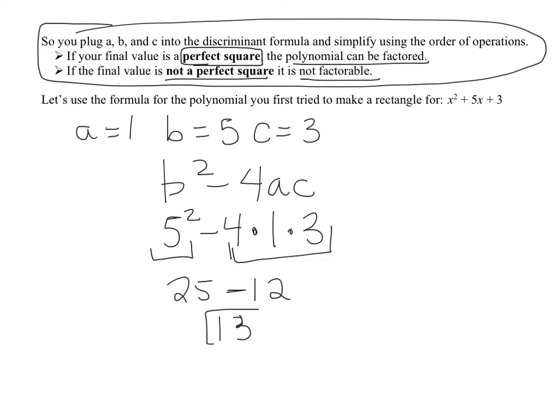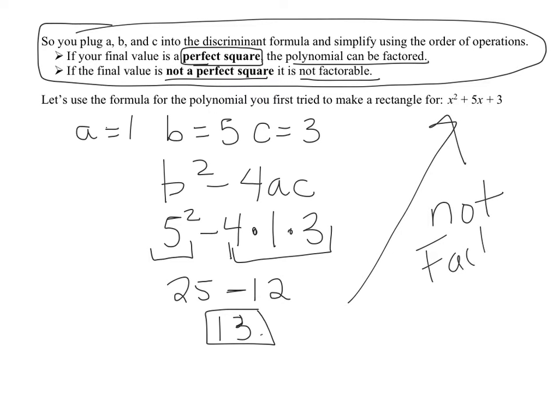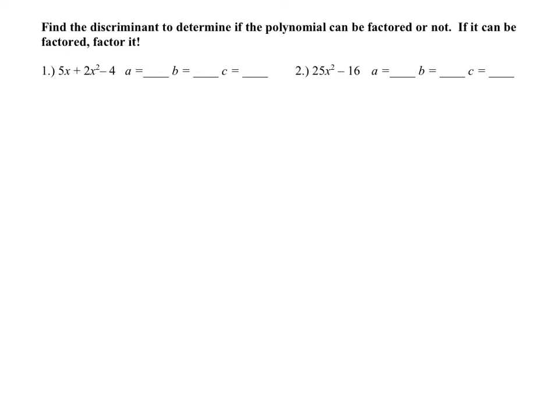And this number is called the discriminant. That's the value of the discriminant. Is that number a perfect square? No. So that means that that guy is not factorable, and we would just move on. All right, so let's try a few more together.